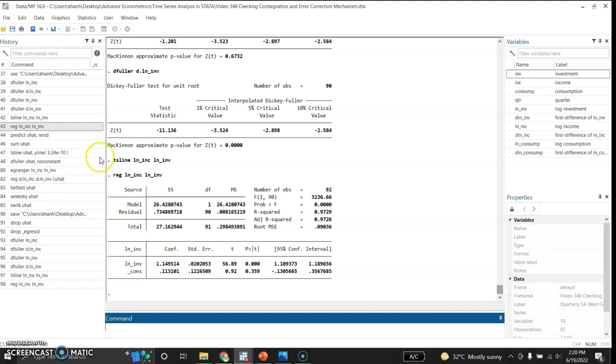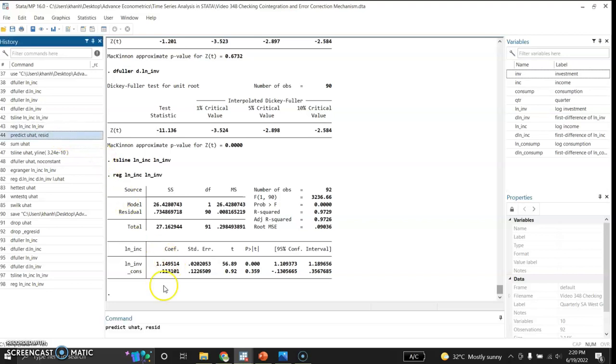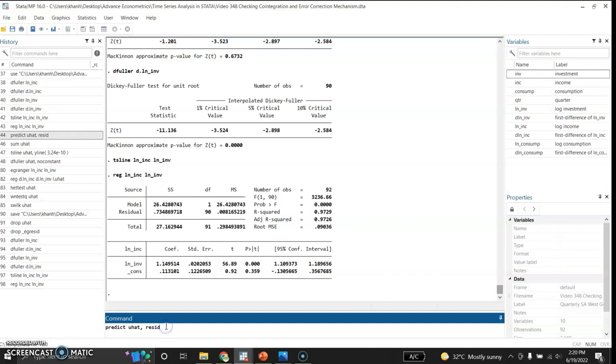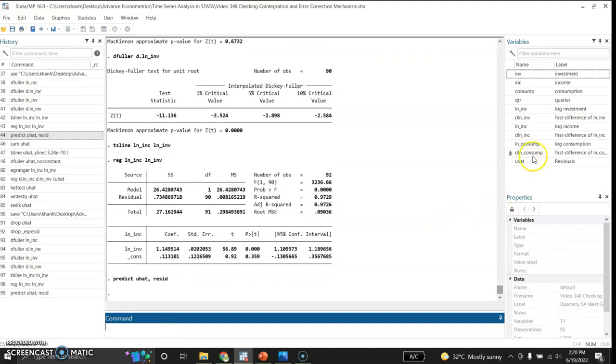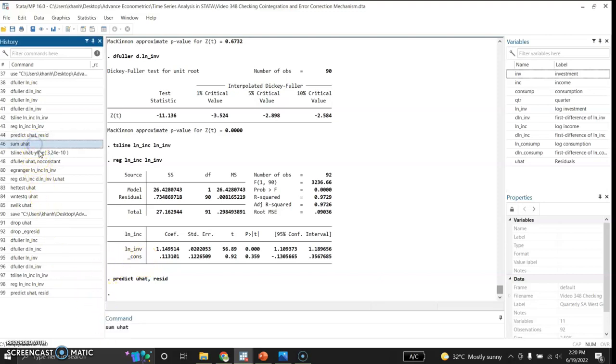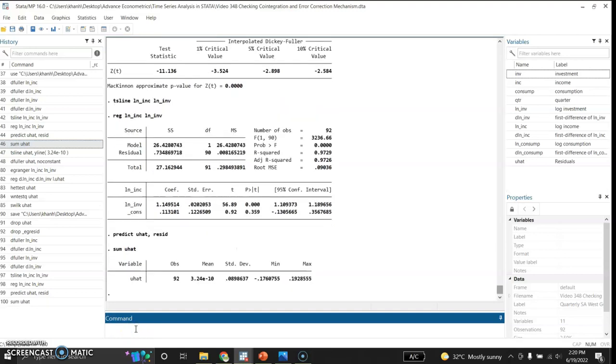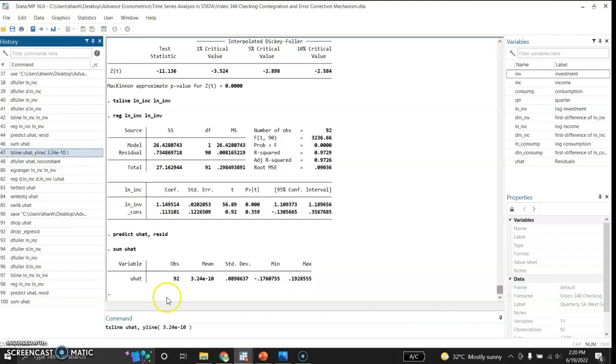After this, I'll predict the residual for this regression, and U hat has now been generated, and these are the residuals. Let me check the descriptive statistics of this residual. Total number of observations is 92. This is the mean value, this is the standard deviation, minimum and the maximum value. And after that, let me check the graph of this.